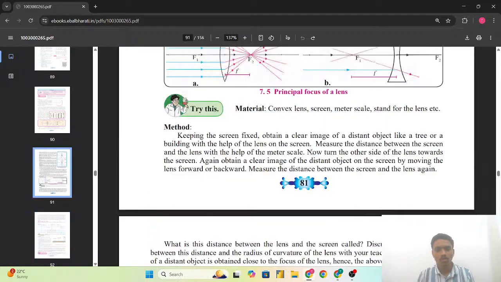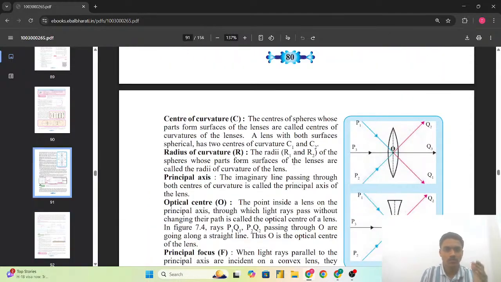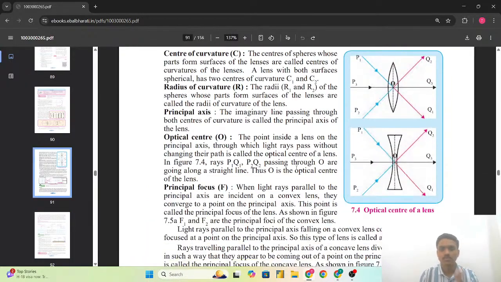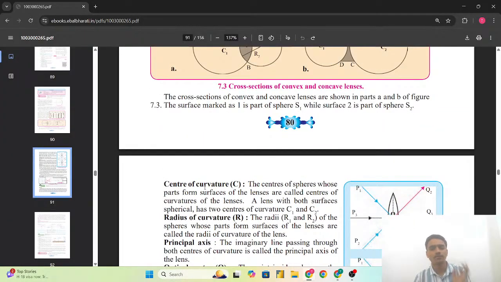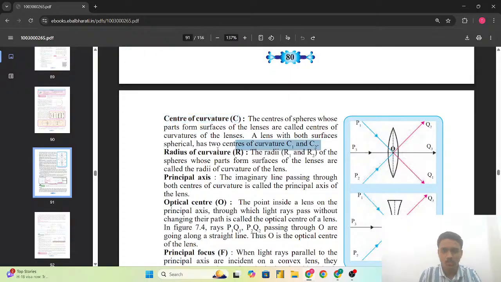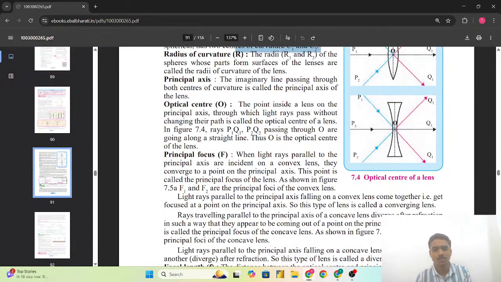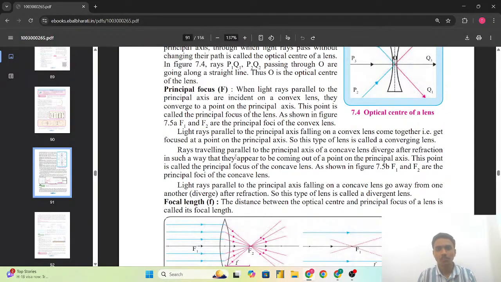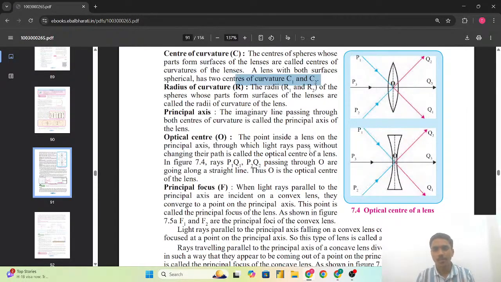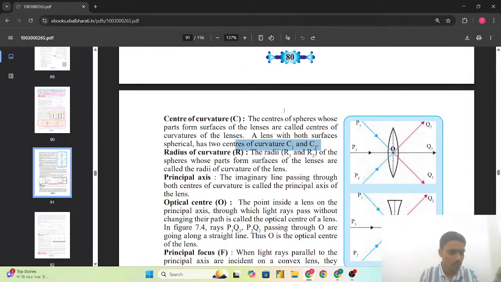So these are all the points or the terms related to lenses. A question may definitely be asked in the exam regarding this: explain the terms related to lenses. So you have to write center of curvature, radius of curvature, principal axis, optical center, principal focus, focal length. And don't try to mug up the definitions, as I have explained them in a simple manner. Keep the diagram in front of your eyes and try to recall the terms related to that particular lens.